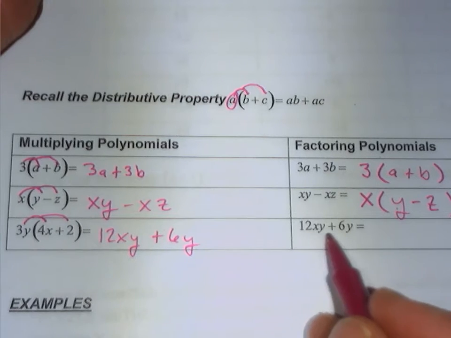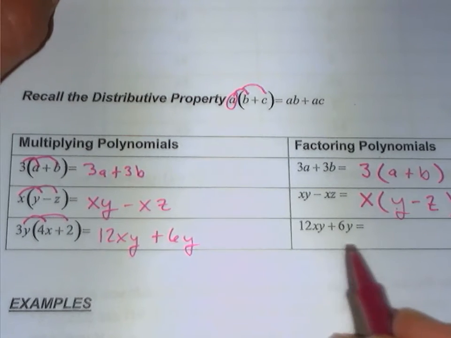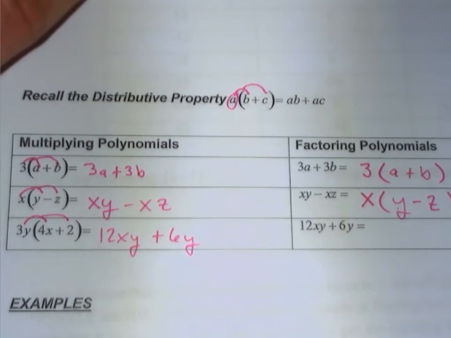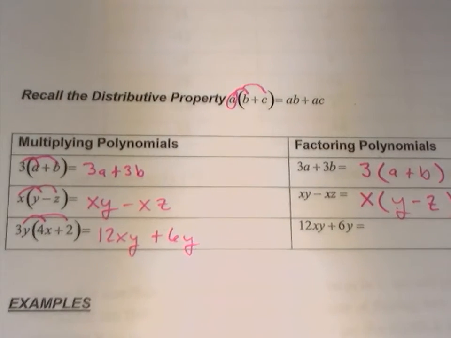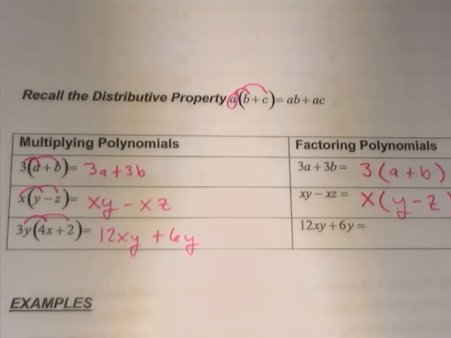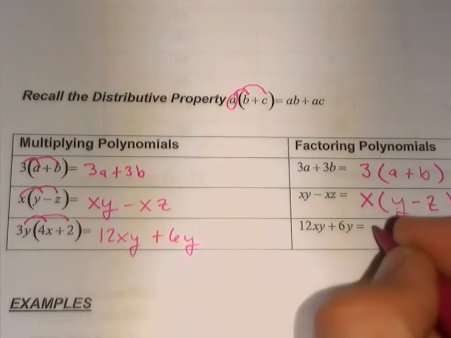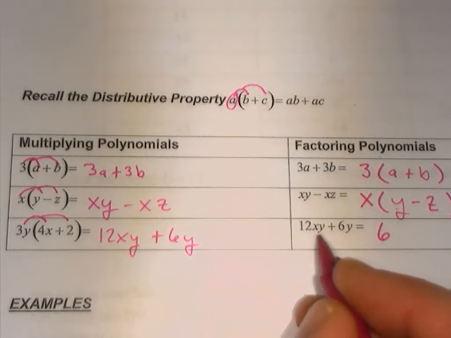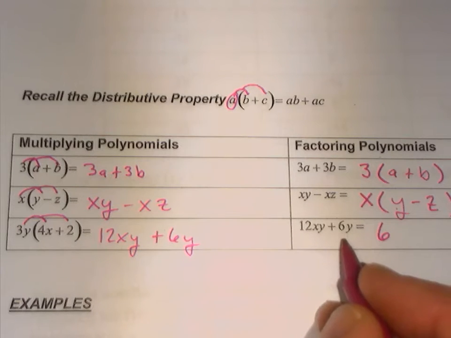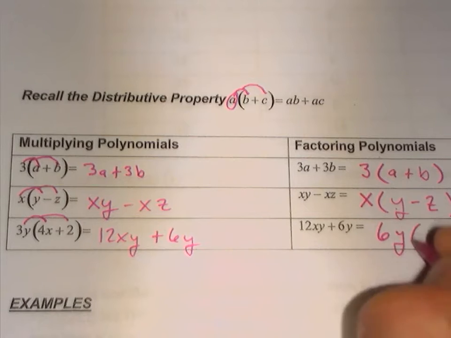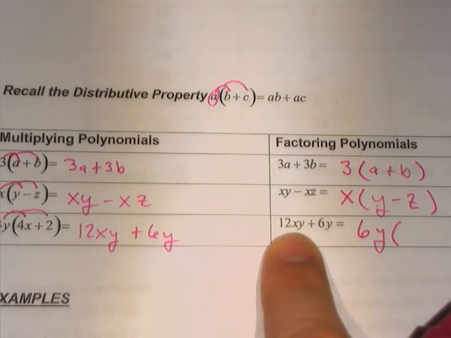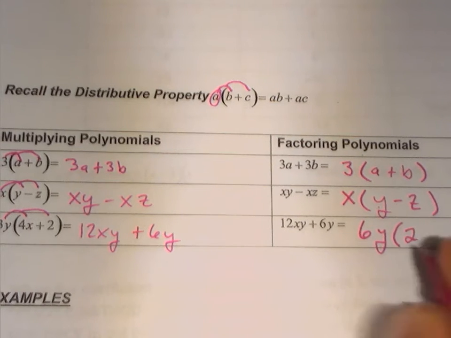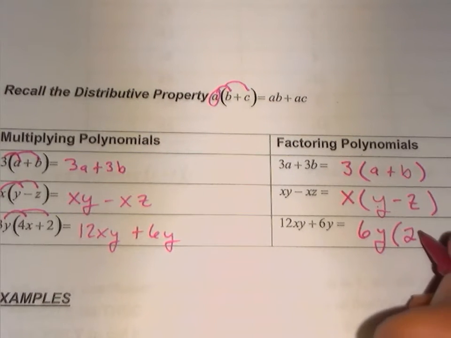Okay, now we're going to go backwards. We're going to go ahead and factor out the greatest common factor. First thing I do is look at the 12 and the 6. What is the greatest common factor of 12 and 6? What's the biggest number they're both divisible by? Okay, 6. I can take a 6 out. Then I look at the variables x and y. What do they both have in common? A y. All right, now take 12xy and divide the 12 by 6. What's 12 divided by 6? 2. And xy, remove the y, leaves me with just x.